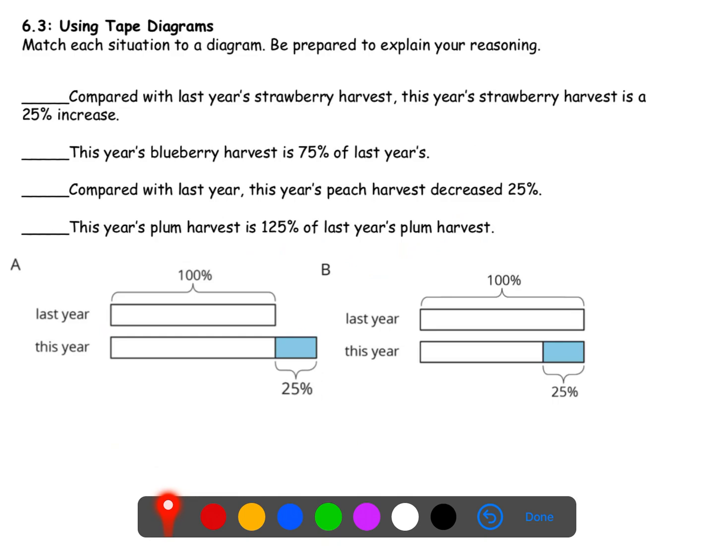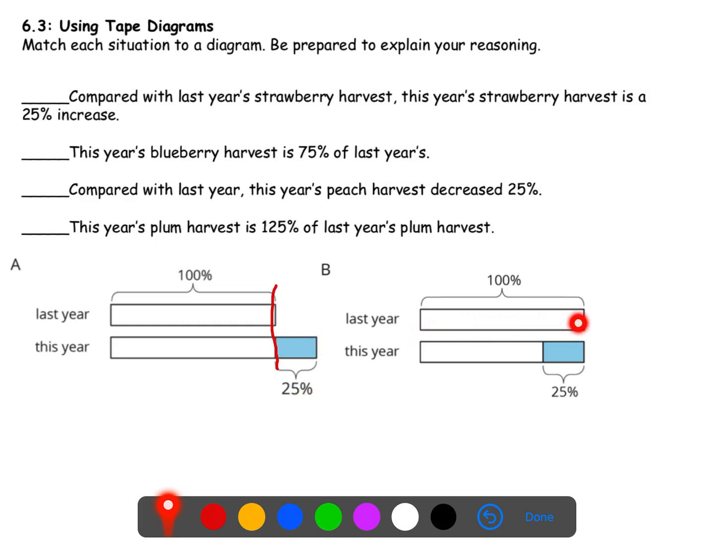Let's look at the next example. So more with tape diagrams. We're going to match situations to the diagram. And you see our two diagrams down here look very similar. The top bar is labeled for last year, and then we have this year. Now let's look closely at the differences. So last year is always identified as 100%. That's our whole amount that we're comparing to in both examples. This year, we're extending past what it was last year. Here's our division. Here's that connection point there. We're extending past it by 25% this year.